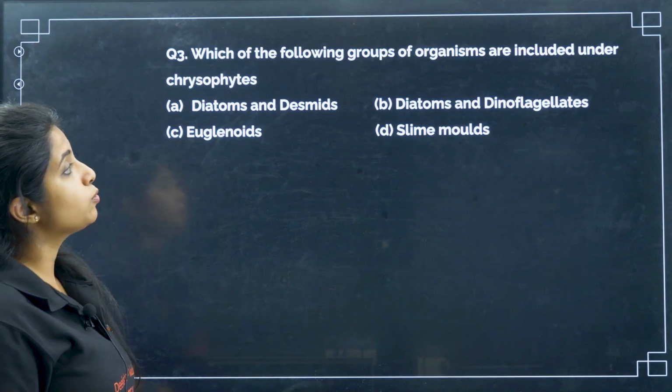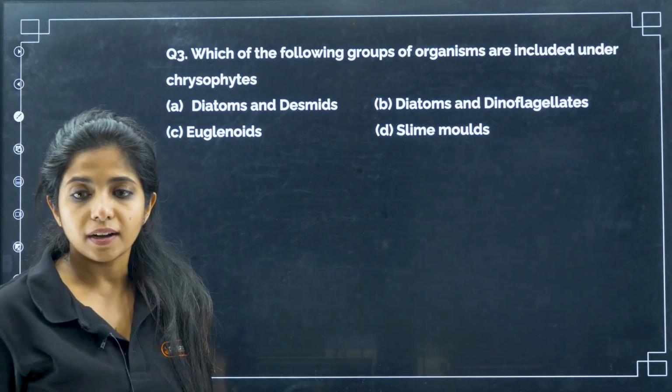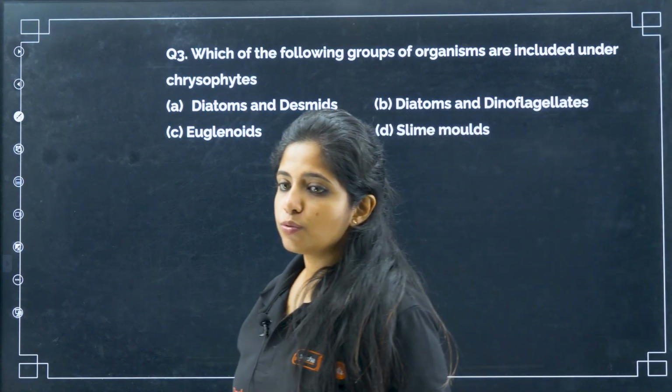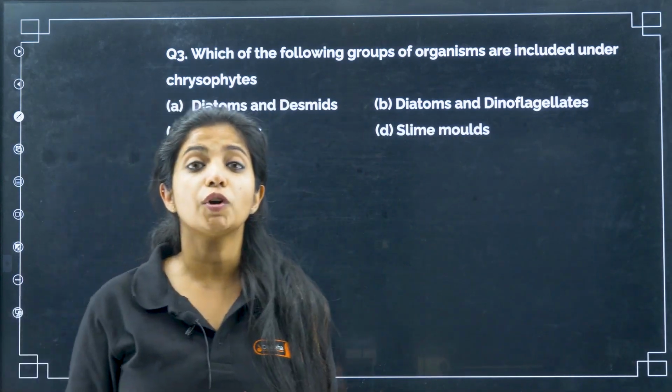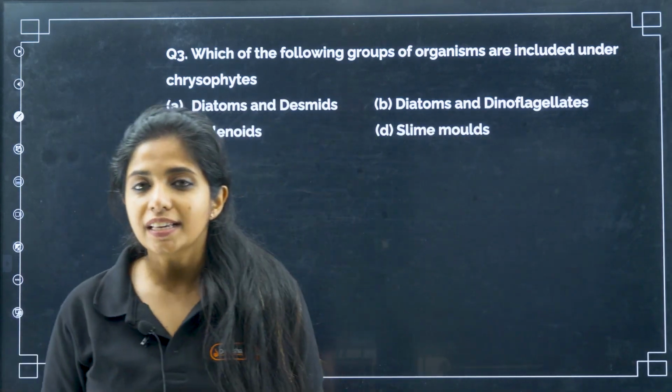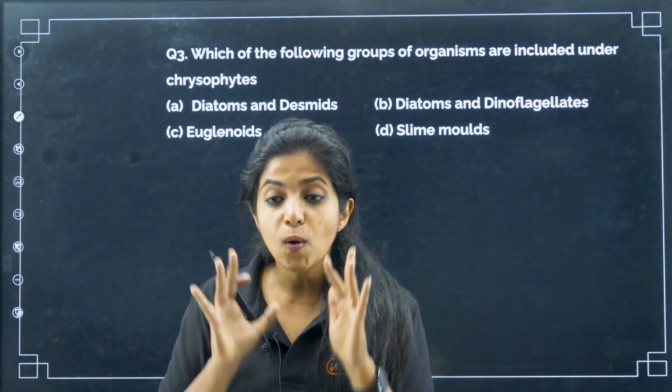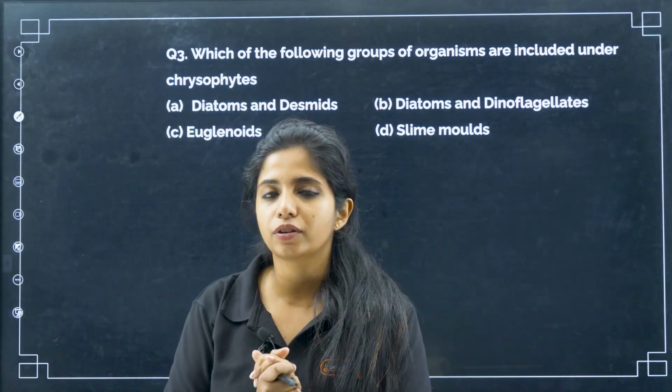Now which of the following groups of organisms are included under chrysophytes? Okay, which of the following groups of organisms are included under chrysophytes? So you're talking about kingdom Protista, my dear children. Inside kingdom Protista, you have chrysophytes, you have a lot of other things. So you are asked, what are those things that are put under chrysophytes?